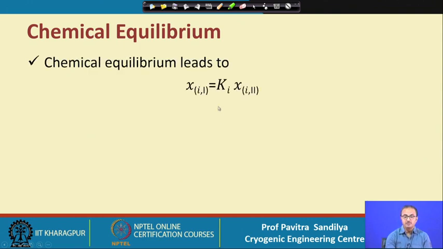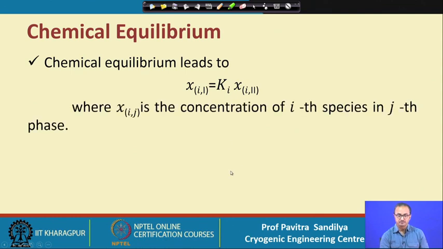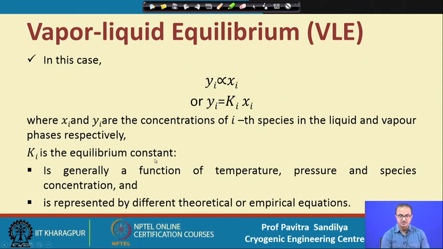Now, chemical equilibrium leads to this particular type of equation, in which I am showing how the concentration of species i in phase 1 is related to its concentration in phase 2. The relationship is given by this particular parameter Ki. This Ki is the equilibrium constant, which is generally a function of the temperature, pressure and species concentration. And there are various ways to find out this value of Ki. They may be theoretical or they may be empirical equations.